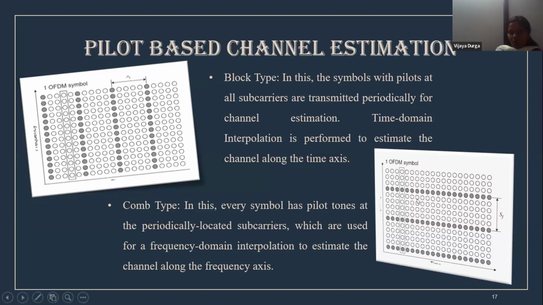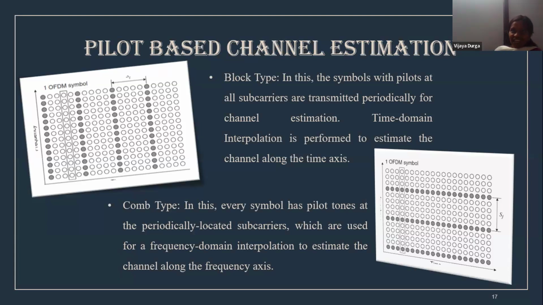So here also, first we need to estimate the channel at these pilots. After that, using interpolation techniques, here we are using frequency domain interpolation, we can estimate the channel at the data subcarriers. So like that, you need to do channel estimation. So this is the pilot-based channel estimation.